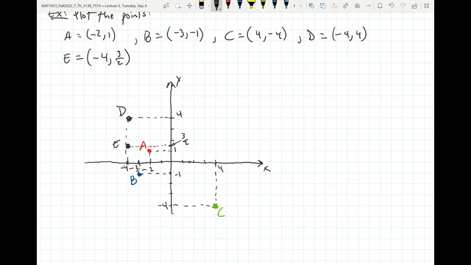You okay with this? All right, let me ask you one more question. Let's say, how about point F? Let's make it (3, 0). Where is this point? It's just on 1 line. What line? The x line. This is on the x-axis. Does everyone understand this? Why is it on the x-axis? Because y is 0.